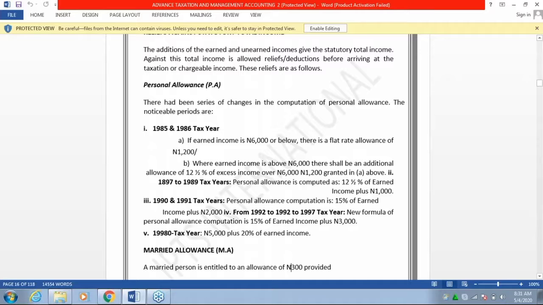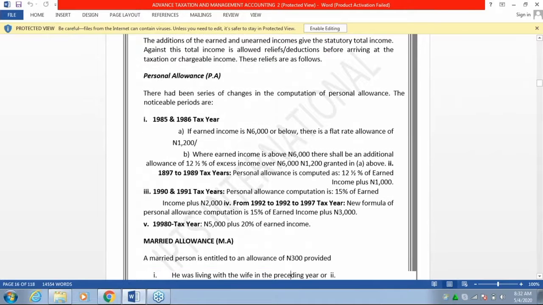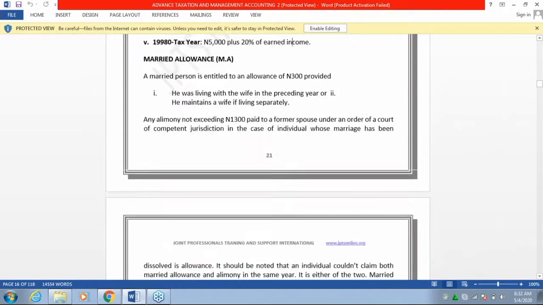So from 1992 to 1997 tax year, the new formula of personal allowance computation is 15% of earned income plus 3,000. If you now look at 1999 to 1980 tax year, it is 5,000 naira plus 20% of earned income. So we have married allowance, of course.